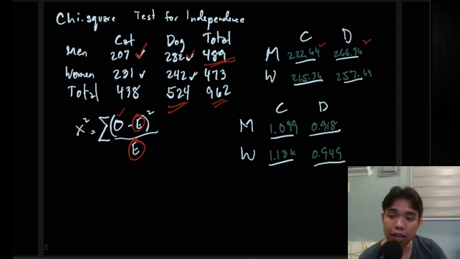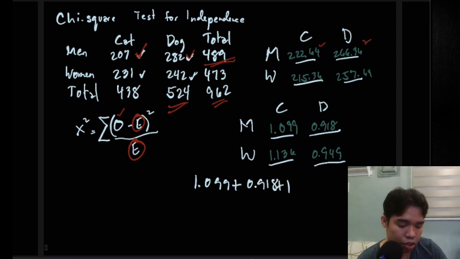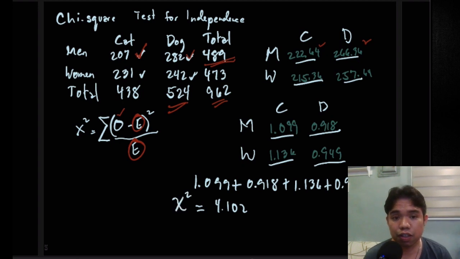Now after that, we're going to add it all. 1.099 plus 0.918 plus 1 plus 1.136 plus 0.949. So it will sum up to 4.102. So that is your chi-square value, and we're not yet sure if it's significant or not. So we need the critical value for the chi-square, or the chi-square critical. We'll name it chi-square crit.